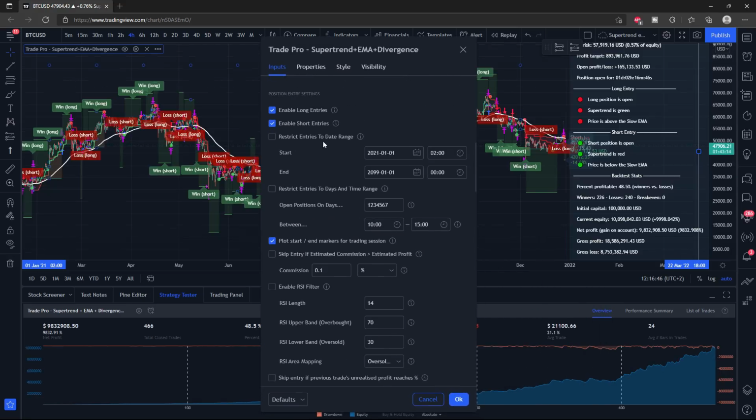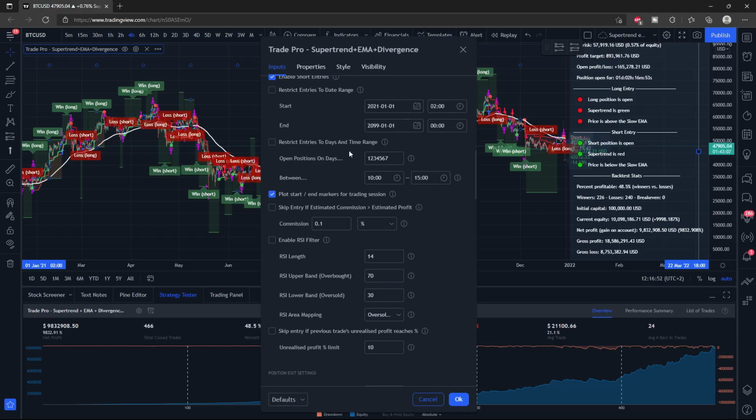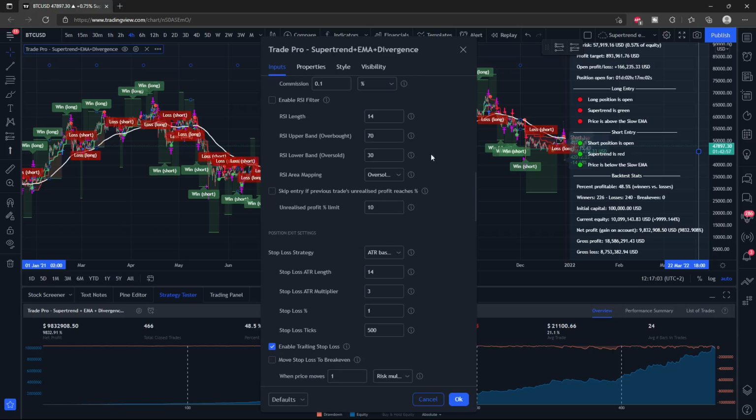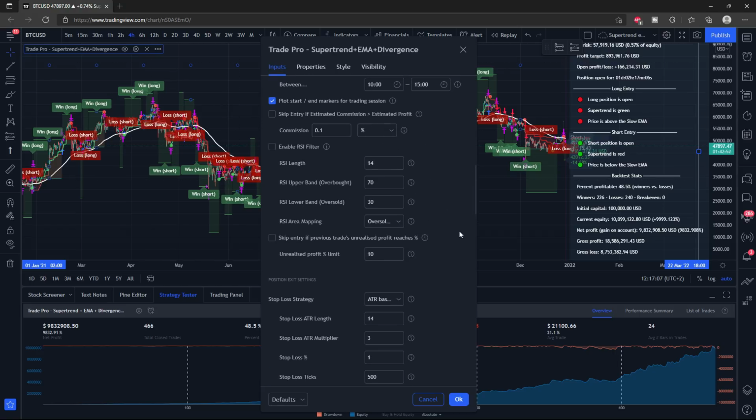You can restrict entries to a certain date range. You can restrict entries to certain days and times of day throughout the week. You can skip entry if the estimated commission is greater than estimated profit. This is only going to happen on the very low time frames, but on the 4 hour, like what I'm showing here, it's not going to really be an issue.